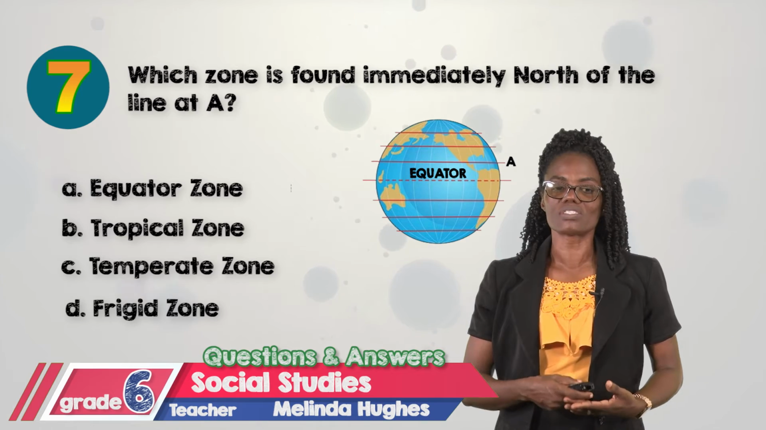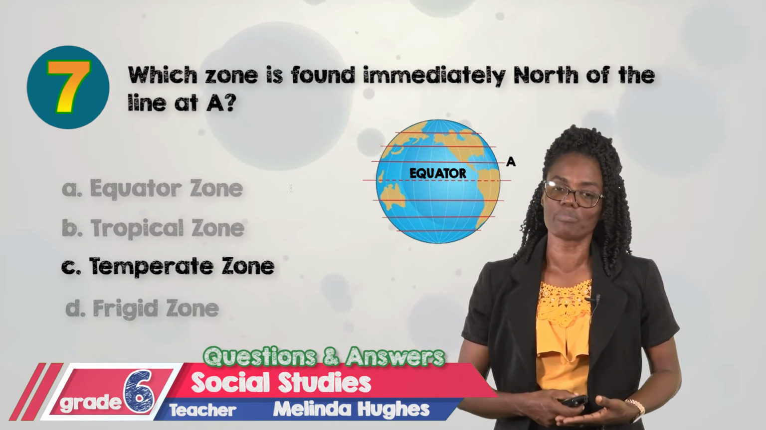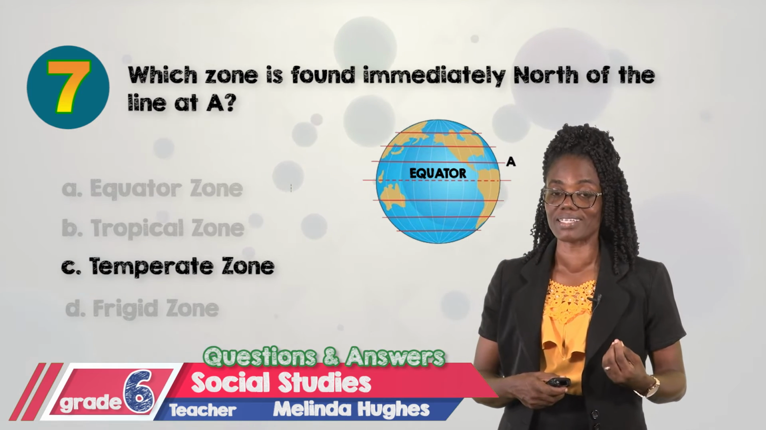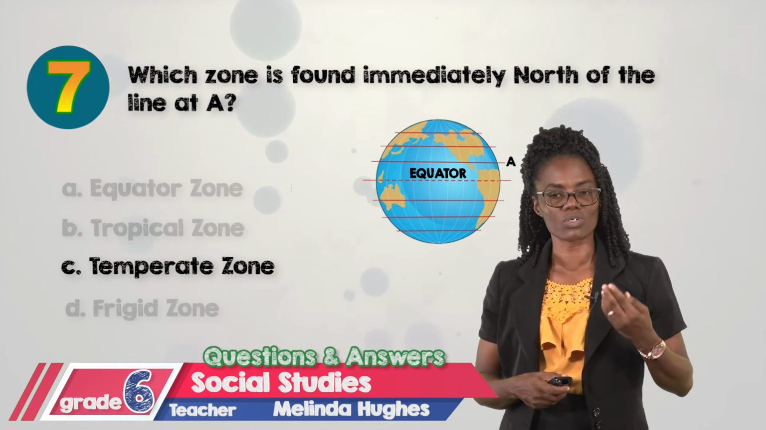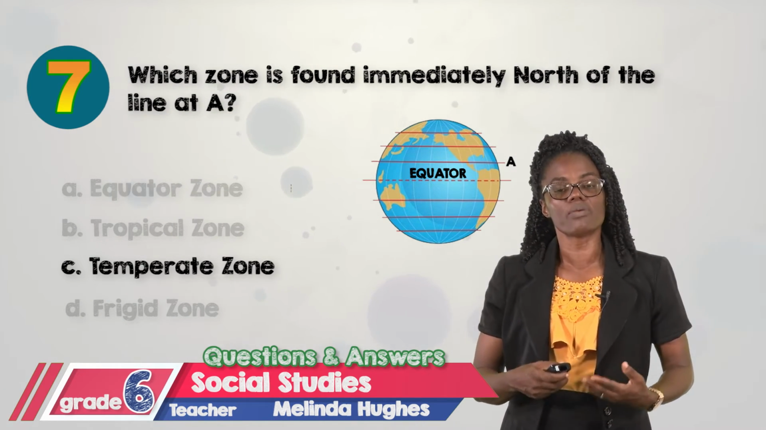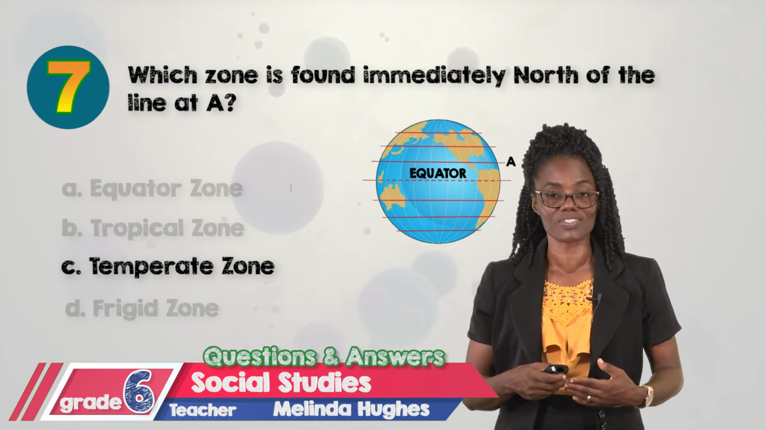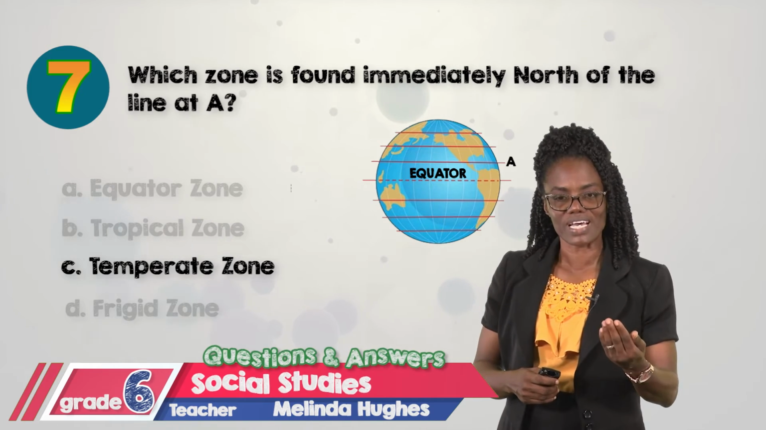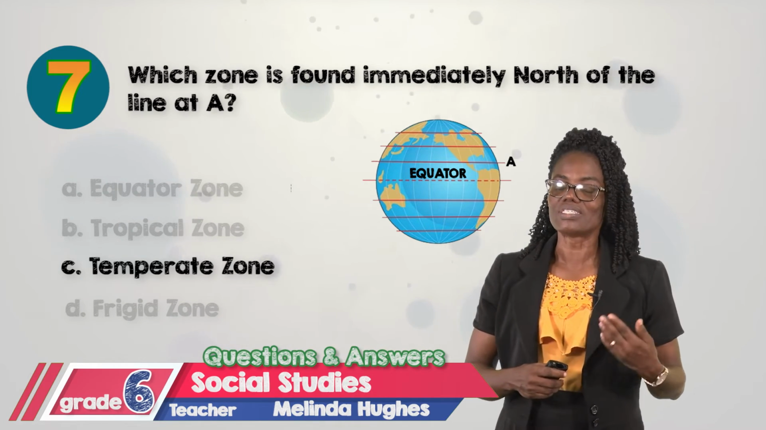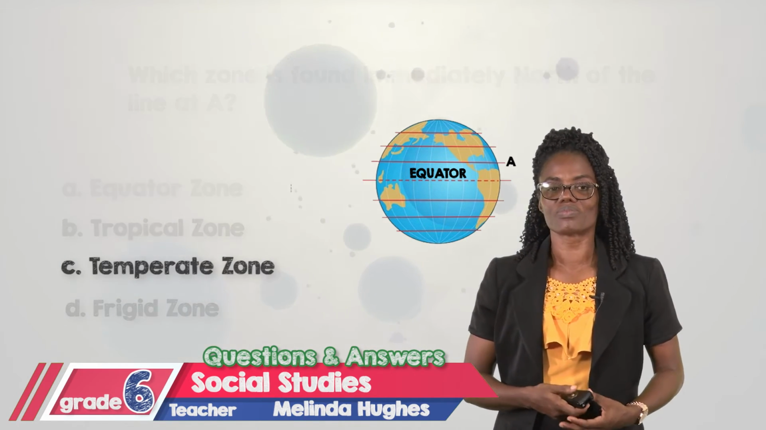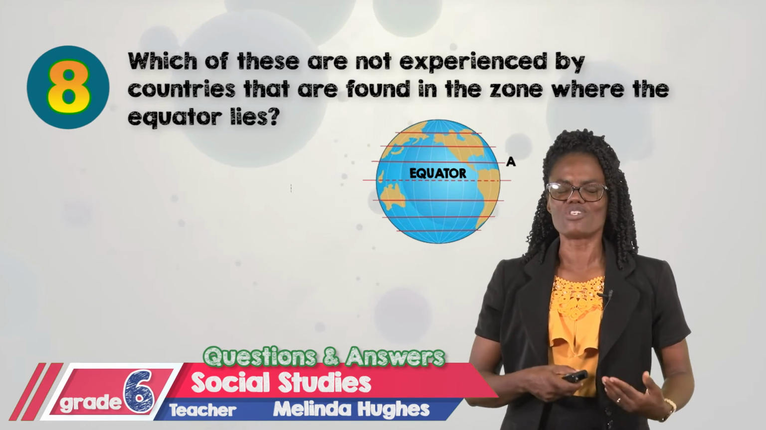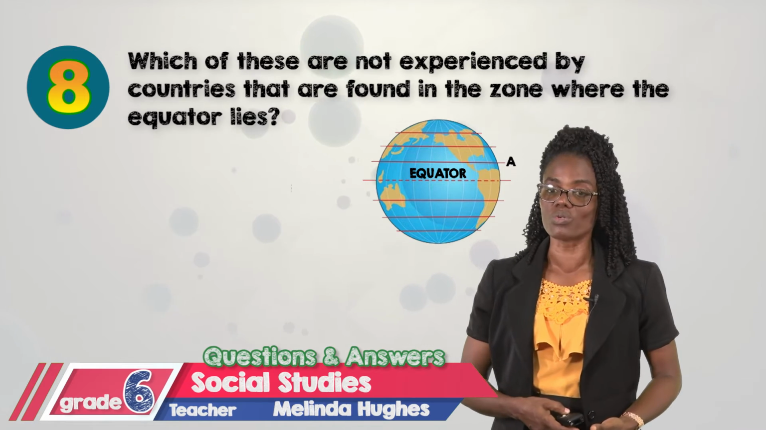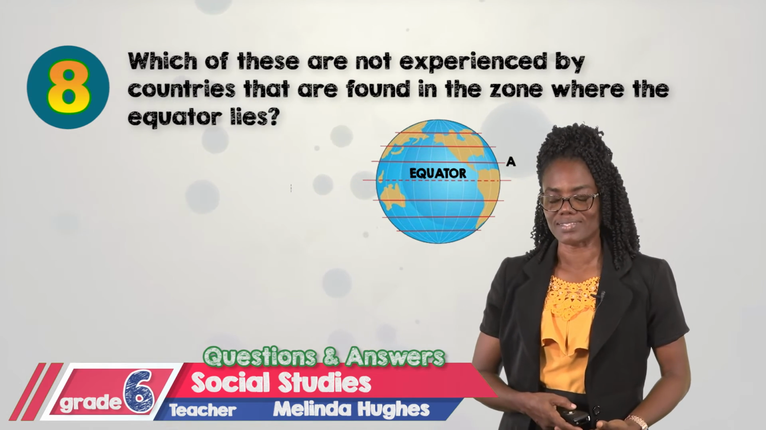The answer to question 7 is C, temperate zone. And if you identify where the line at A is, it marks or locates where the temperate zone begins, or we can say where the tropical zone ends. So north of that line will be the temperate zone. Which of these are not experienced by countries that are found in the zone where the equator lies?